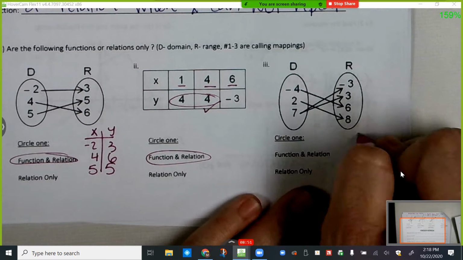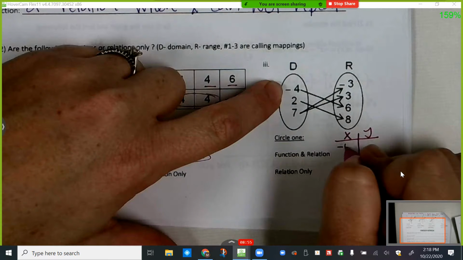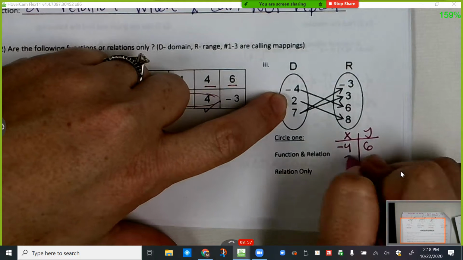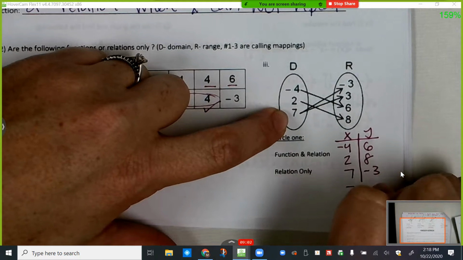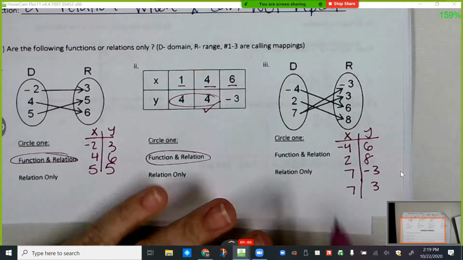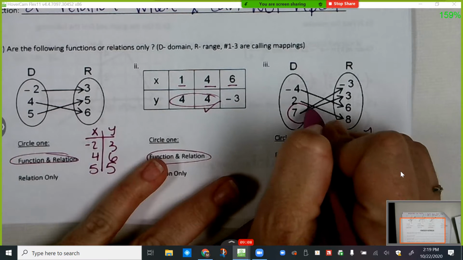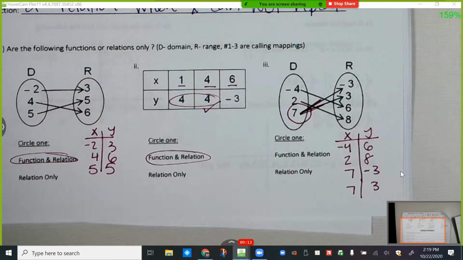Okay, this is the reason I want you to see the table. So negative 4 goes to 6. Every arrow represents a point. 2 goes to 8. 7 has 2 arrows, so it's 2 points. Did X repeat? Yes. So I want you to realize anytime an X value has 2 arrows, that means you have 2 7s, therefore it repeated. So this is a relation only.